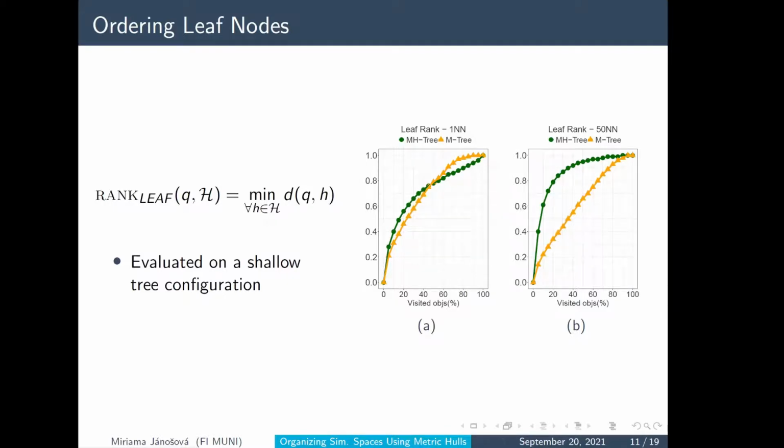In the case of the 1NN query, the performance of both index structures is more or less the same. However, the 50NN query reveals a significant improvement in the MH3 score compared to M3. Notice that MH3 reaches over 80% recall while visiting only 20% of the database.